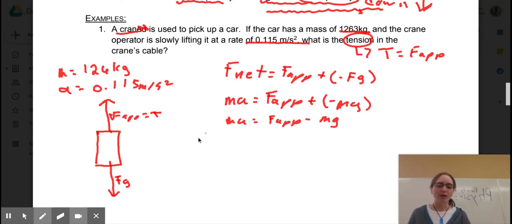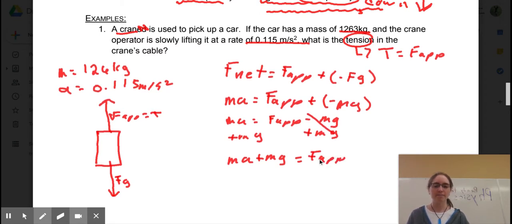Okay. Well, now I'm just going to have to rearrange this in order to get my force applied. I'm going to add my mg to this side, which will cancel that out, and then I'm going to add my mg to this side. So ma plus mg is going to equal my force applied. Pretty sweet, eh? Yeah. So now I'm putting my numbers in.